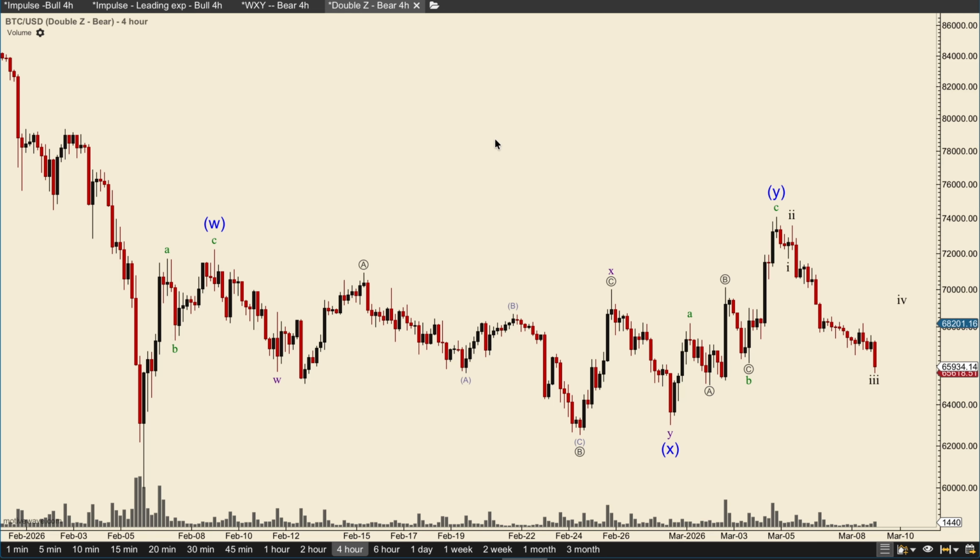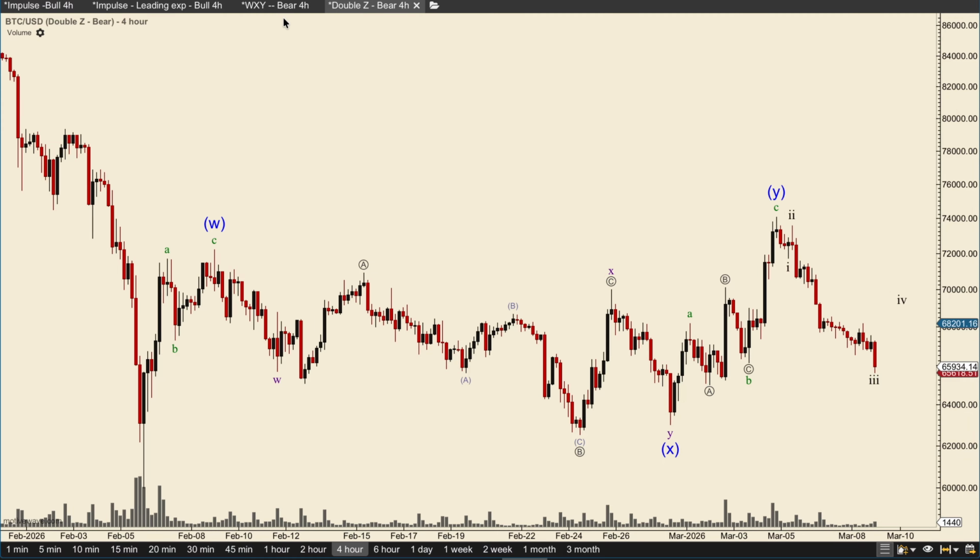So right now I am currently looking for this move down because this counts pretty well as an impulse. So 1, 2, 3, 4, 5. And it's all about the retracement now. If we get a zigzag kind of family structure upwards here, or if we get an impulse up.